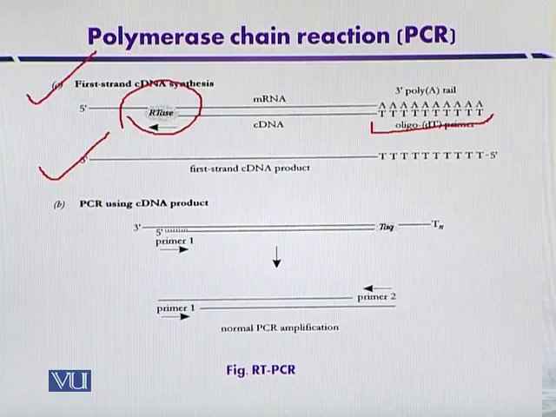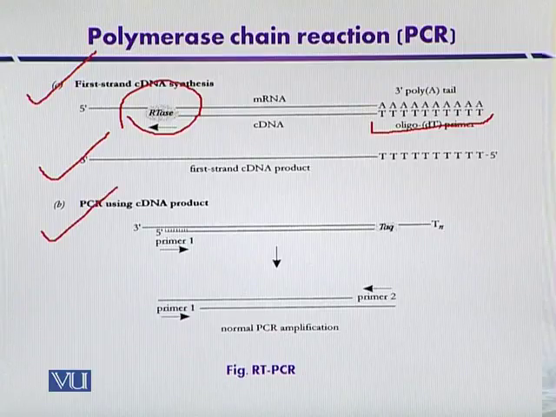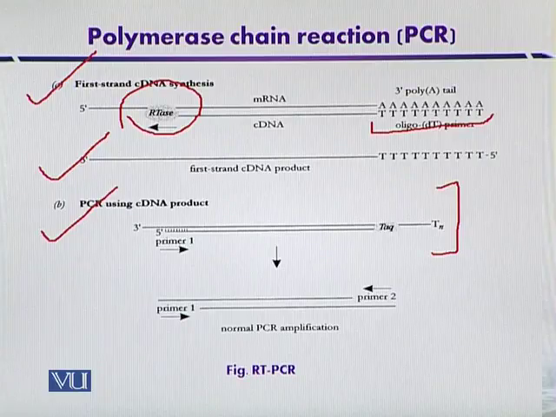Then in the second reaction, we can start the synthesis of the double-stranded DNA. So using the cDNA product, we can synthesize the double strand of the DNA molecule. Although the first few cycles are biased.